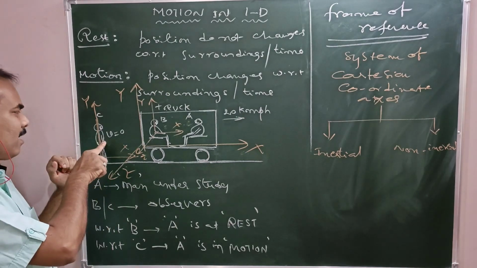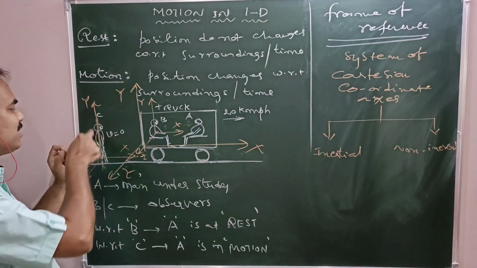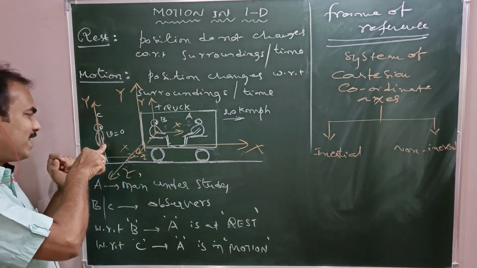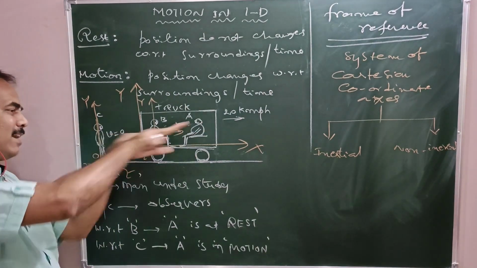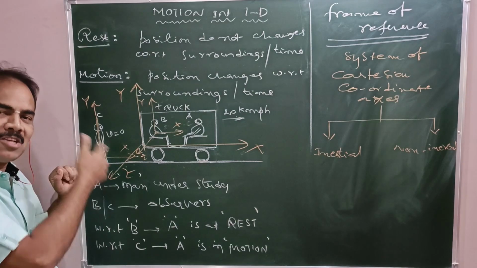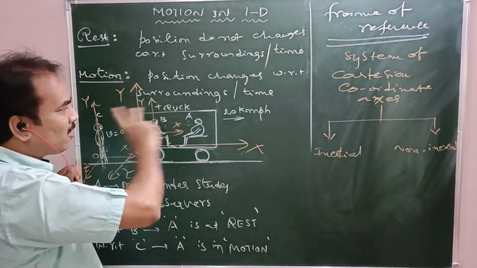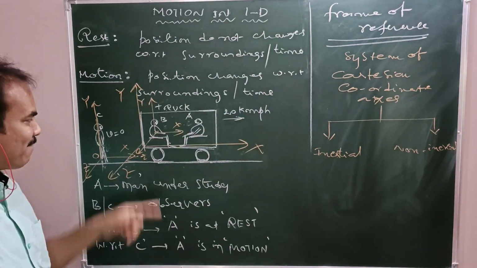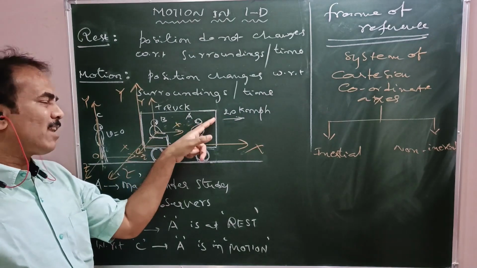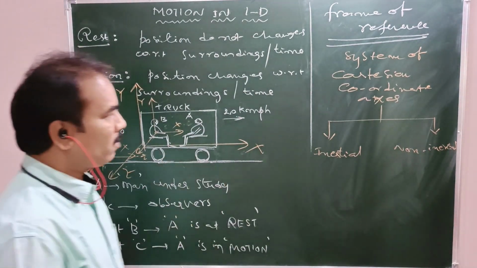Means if a frame is either at rest or moves with uniform velocity, then that frame is said to be an inertial frame. See, here man C is at rest with respect to the ground. Now, a frame attached to the ground or a frame attached to this person is to be taken as an inertial frame. Suppose man C moves with uniform velocity, in either this direction or that direction, then a frame attached to that uniformly moving person is also said to be an inertial frame. For example, if this truck is moving with uniform velocity, then a frame attached to that uniformly moving truck is also said to be an inertial frame. Otherwise, if the truck is at rest, then a frame attached to that stationary truck is also said to be an inertial frame.